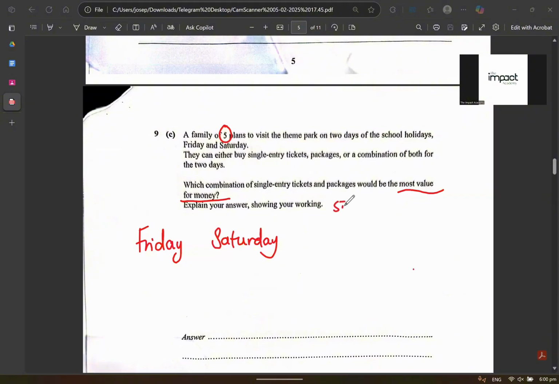If it's single entry, yeah, I'll work it out for you for single entry, can? Then you will do the packages, can? Then you also do the value pack, can? Single entry, how much is that going to be?